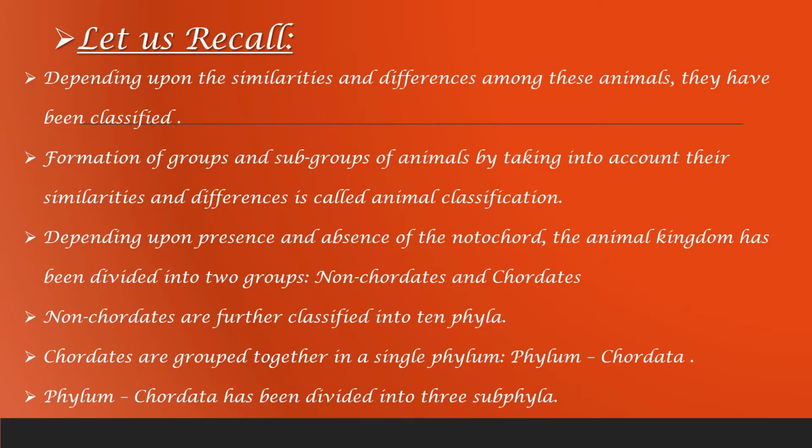So before beginning with the module, let us recall what we have studied in Module 1. Students, we studied that depending upon the similarities and differences among animals, they have been classified. The formation of groups and subgroups of animals by taking into account their similarities and differences is called animal classification. Depending upon the presence and absence of the notochord, the animal kingdom has been divided into two groups, that is non-chordates and chordates. Non-chordates are further classified into 10 phyla, and chordates are grouped together in a single phylum, that is phylum Chordata. And phylum Chordata has been divided into 3 subphyla.